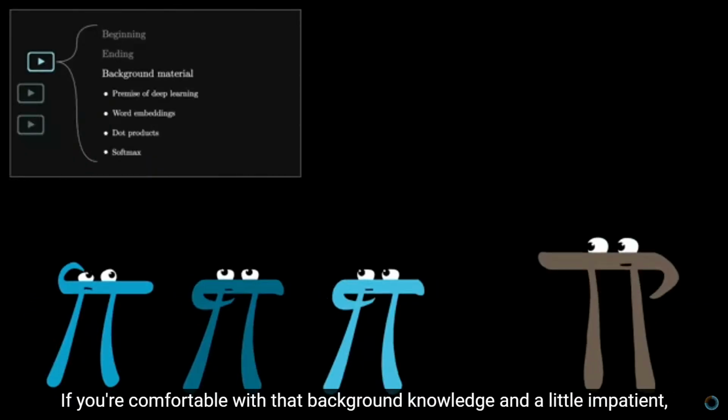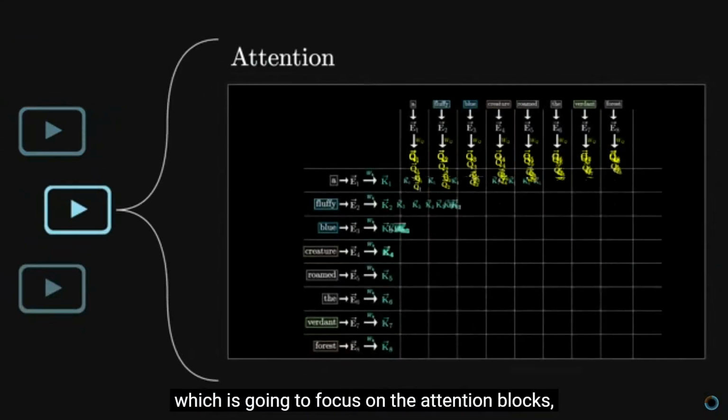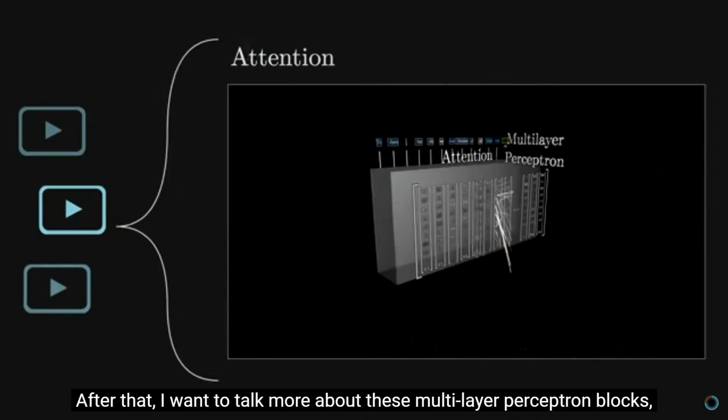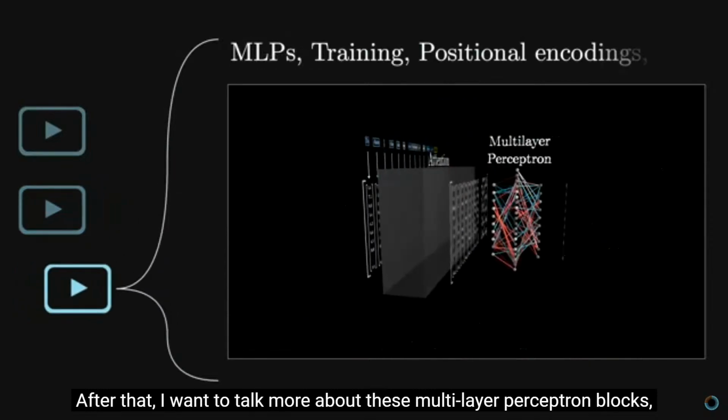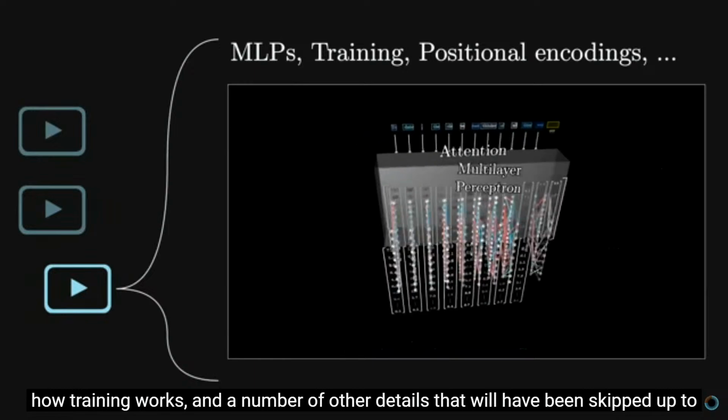If you're comfortable with that background knowledge and a little impatient, you could probably feel free to skip to the next chapter, which is going to focus on the attention blocks, generally considered the heart of the transformer. After that, I want to talk more about these multi-layer perceptron blocks, how training works, and a number of other details that will have been skipped up to that point.